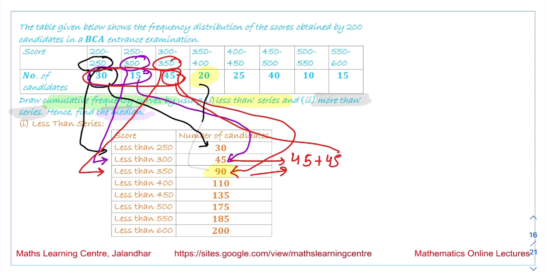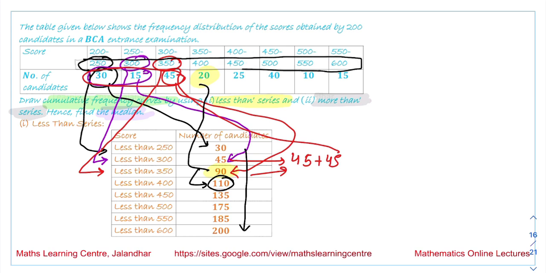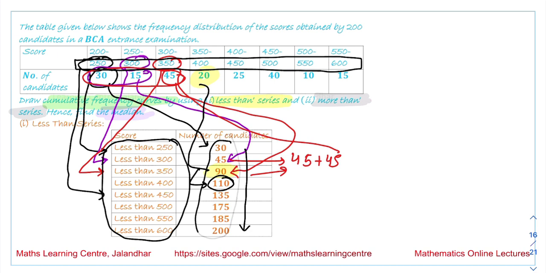We are saying the next value we will have is 20 plus 90, that is equal to 110. So these are the number of candidates we are talking about, and these upper limits over here are 250, 300, 350, 400. These are the values we have mentioned over here, and these are the cumulative frequencies corresponding to these values. So these are the less than type frequency distribution.